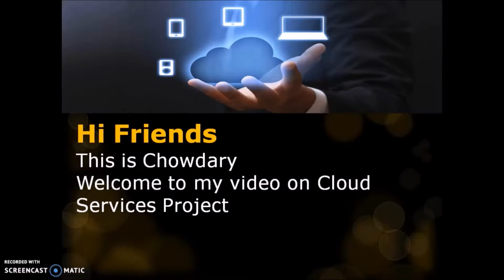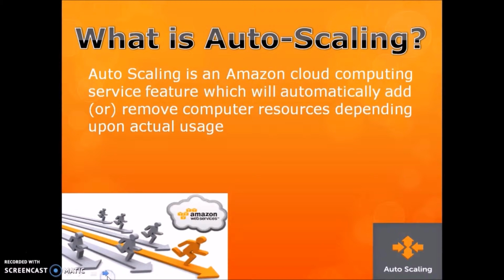This is the screencasting of our 9th lab, that is enabling autoscaling to handle spikes and troughs in our cloud services project. Let me start with the basics of AWS autoscaling. Now first, what is autoscaling? Autoscaling is an Amazon cloud computing service feature which will automatically add or remove compute resources depending upon the actual usage. After completion of this video, you will be able to understand the basic concepts of autoscaling in Amazon Web Services.